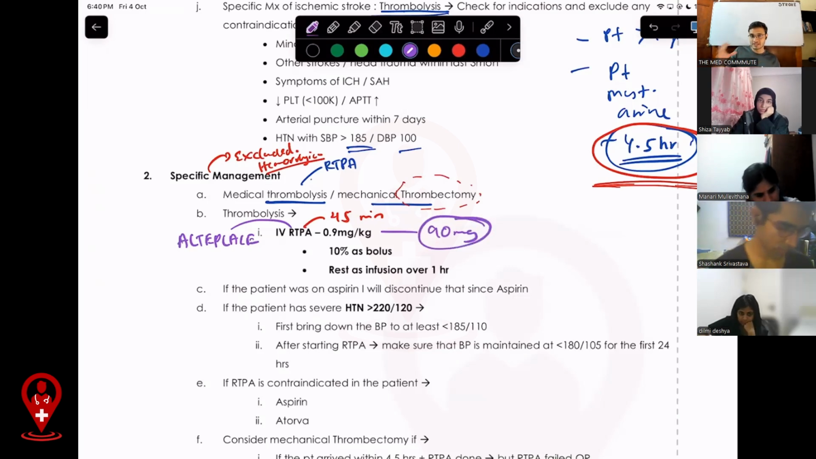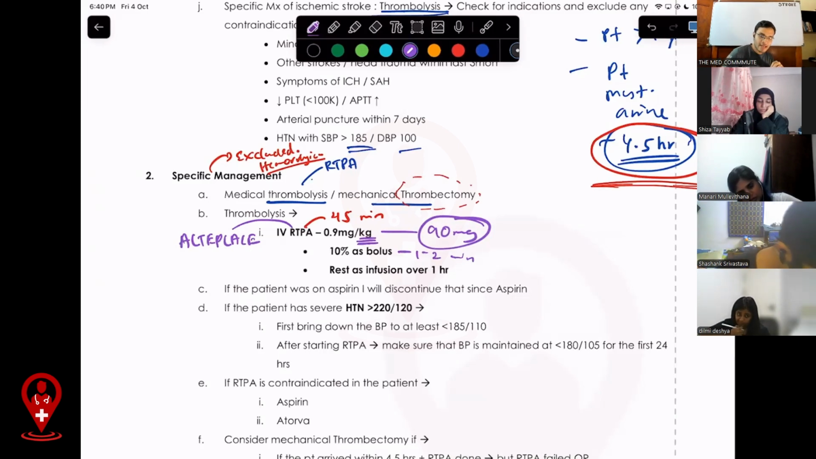We give the first 10%. This is based on the patient weight, based on how many kilograms the patient is: 0.9 milligrams for every kilogram of the patient's body weight. The first 10%, you give it as a bolus within 1 to 2 minutes. And the remainder, you give it as an infusion over 1 hour.